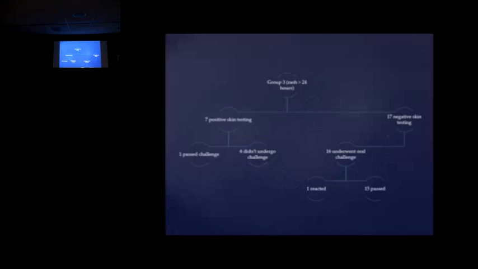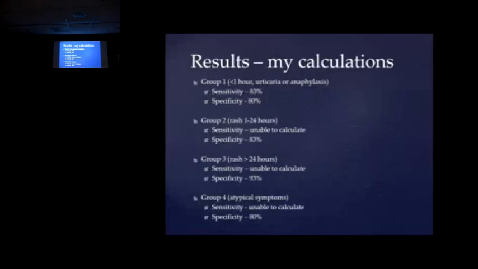Group 3, patients who had a delayed rash after 24 hours. 7 had positive skin testing. 6 out of the 7 didn't undergo a challenge. The 1 that did passed. 17 had negative skin testing. 16 out of the 17 underwent an oral challenge. 1 reacted, 15 passed. And then the atypical symptoms: 4 had positive skin testing. 2 didn't undergo challenge, 2 passed. 8 had negative skin tests, and all 8 passed the oral challenge.